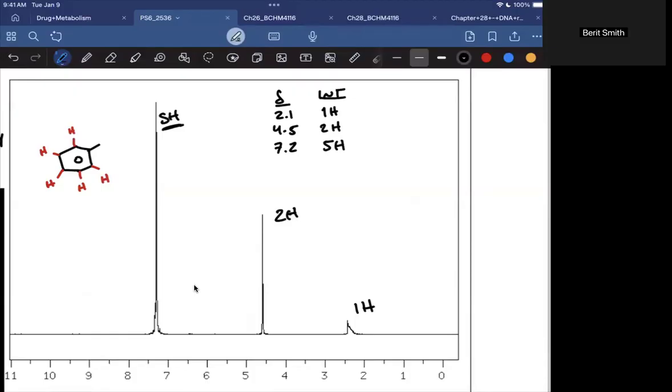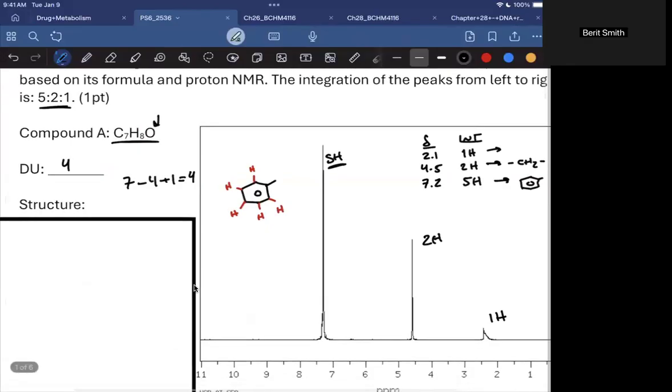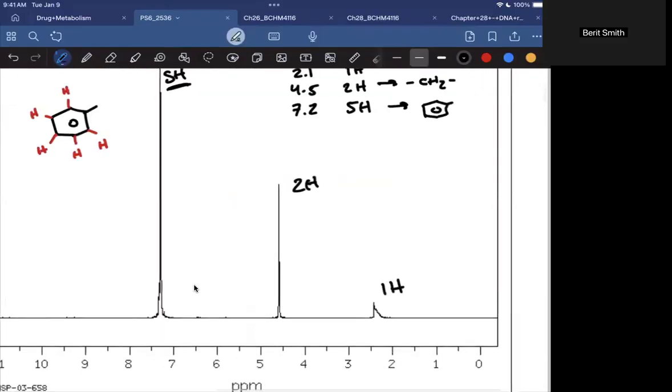Like that. And then we know this 5H already is going to be that benzene that's monosubstituted. This 2H is going to be a CH2. And then this 1H, if you look at the formula, you see there's 1 oxygen. And we know the DU is 4, so it can't be a carbonyl because we already have all 4 degrees of unsaturation taken up by this benzene right here. So the only thing that it could really be is an alcohol, because that would correspond with this 1H peak right here.